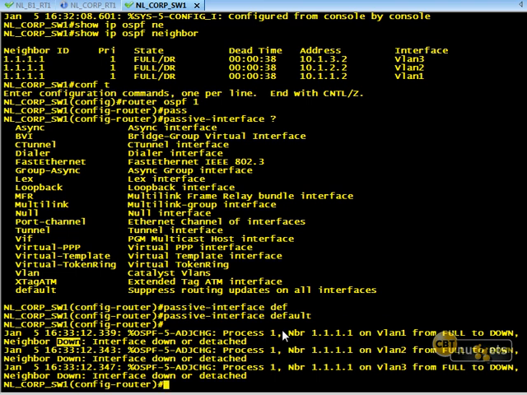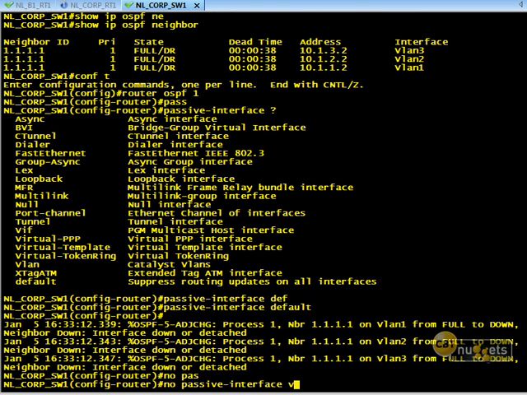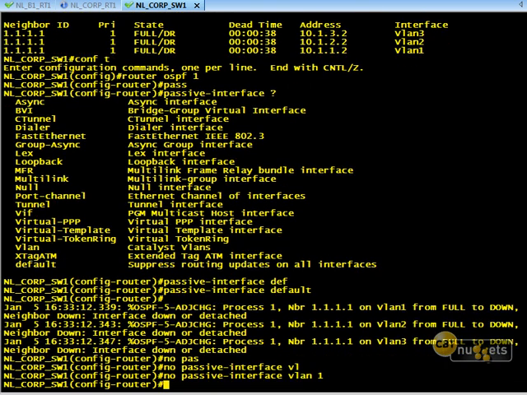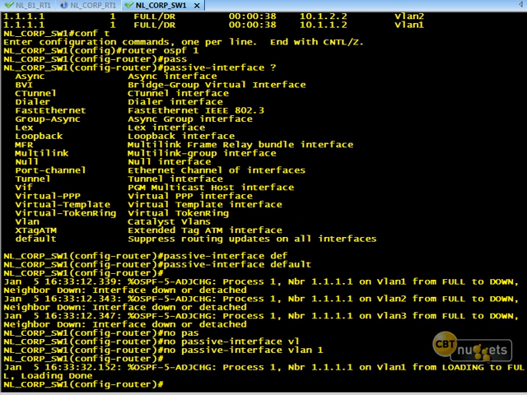So you might say, well, how do you turn on VLAN 1? Well, we type in no passive interface VLAN 1. Now VLAN 1 is the only one that is back up and running, and now we've got VLAN 1 as active again. Pretty cool, huh?